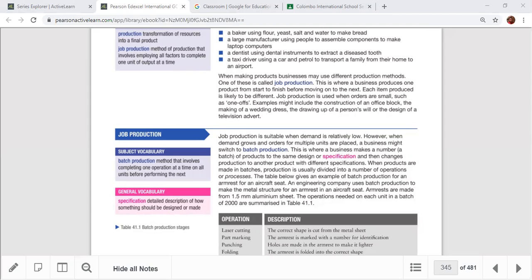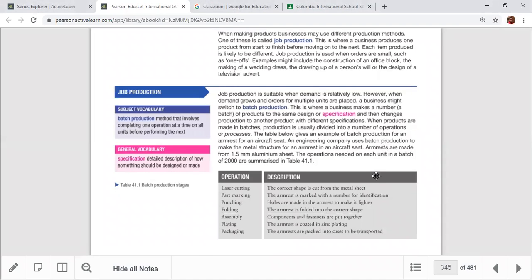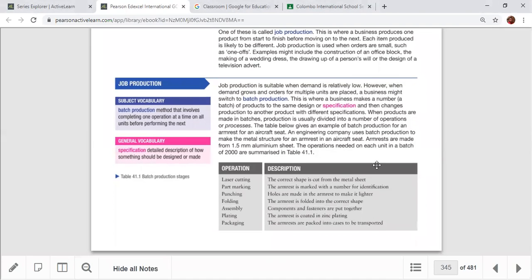You can see they use specialized tools and equipment because they need to spend more time on batch production, unlike job production. In batch production, sometimes you use a set of people, completing one operation at a time on all units before performing the next one. Like a bakery, you can see batch production.